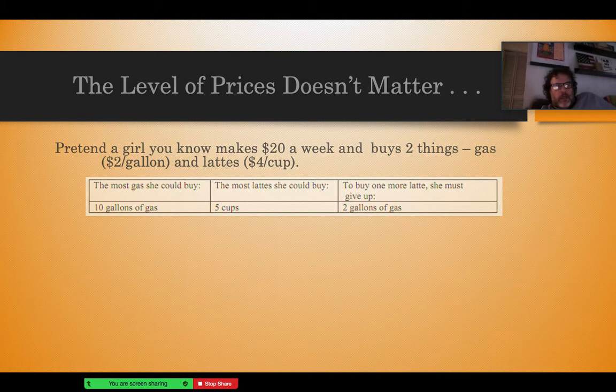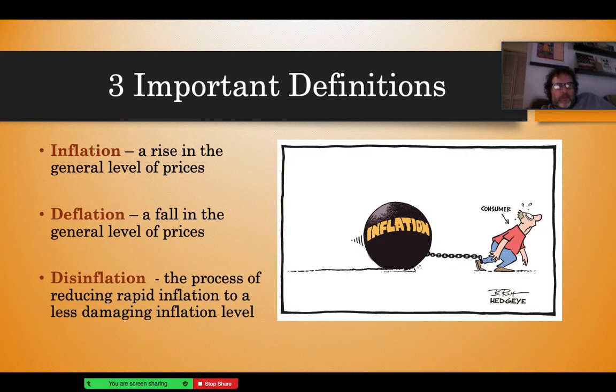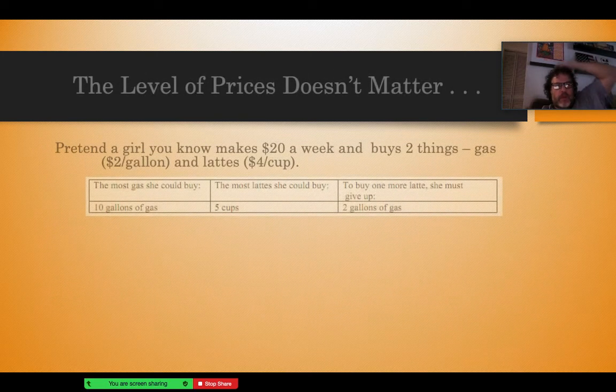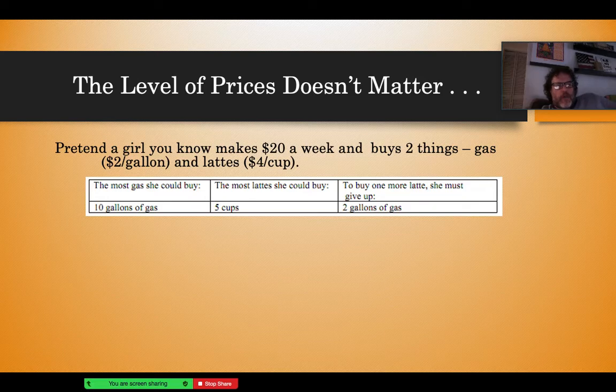Okay, so let's look at a scenario here. Someone you know makes $20 a week and they have two things that they like to buy. They buy gas, which costs $2 a gallon, and they buy lattes, which are $4 a cup.